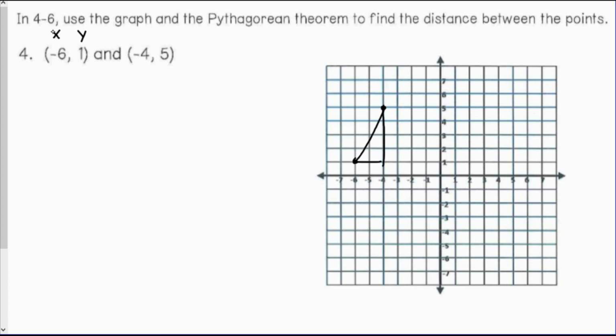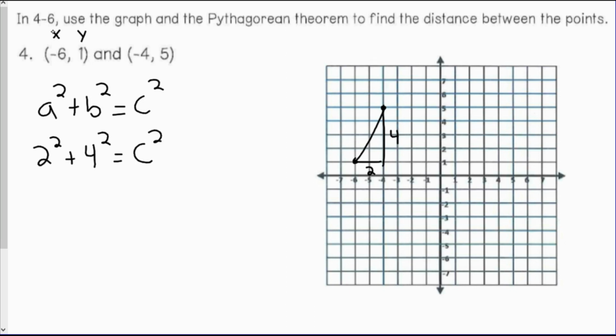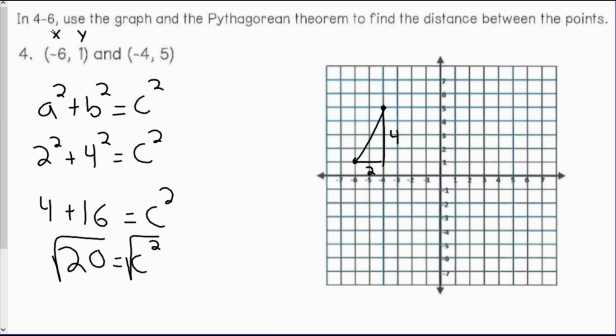My horizontal distance has a length of 2. My vertical distance has a length of 4. So again, using the Pythagorean theorem, a squared plus b squared is equal to c squared. If we call a 2, 2 squared plus b, which would then be 4, 4 squared is equal to c squared. 2 squared is 4. 4 squared is 16. That's equal to c squared. So 20 is equal to c squared. Again, taking the inverse of my square is the square root. So c will equal the square root of 20, and the square root of 20 is approximately 4.5. So my hypotenuse length is 4.5 units.